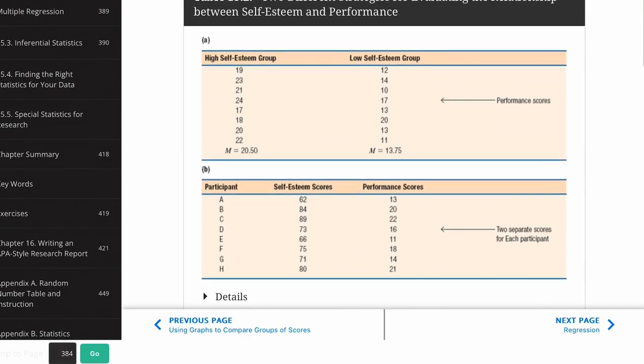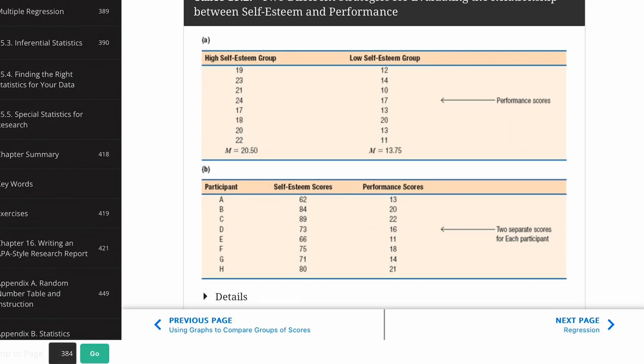You can do this in two different ways. You can do a differential study where you're actually comparing two groups, so it seems more like experimental, and the difference between the means. So you see here, we have a mean for the high self-esteem group, on the top part here, A. The mean for the high self-esteem group is 20.5. The mean for the low self-esteem group is 13.75. We can compare the means for the groups, and that tells us about the relationship.